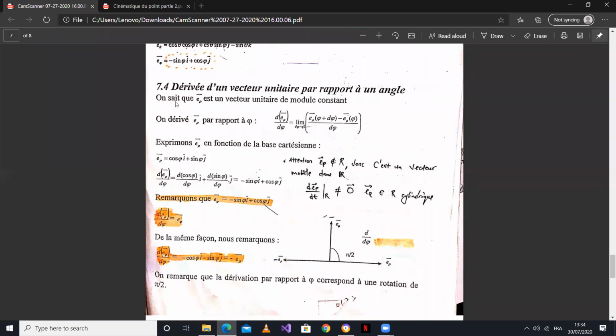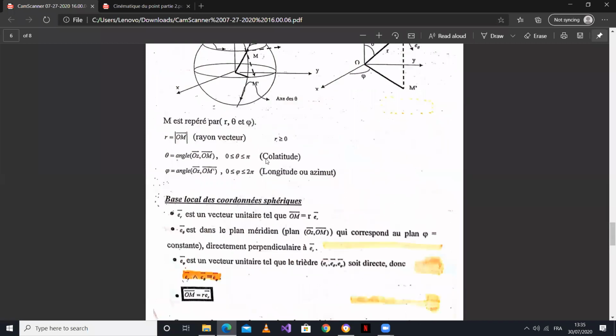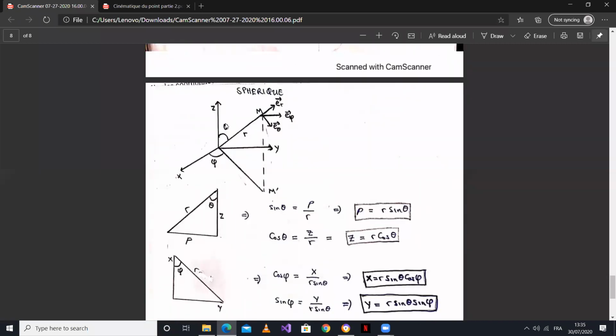So, we know that E is a unit vector of constant modulus. Then we derive E with respect to phi. So we are deriving E with respect to phi, like that. This is just notation, don't worry. When we're deriving it, as I told you, the derivation is like rates of change. So it's like we have E moving about with phi changing. Okay, let me come to the figure. Where's that figure? The figure is down here. So imagine this is E. E is moving like this.